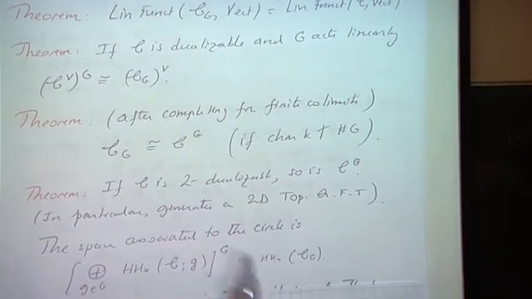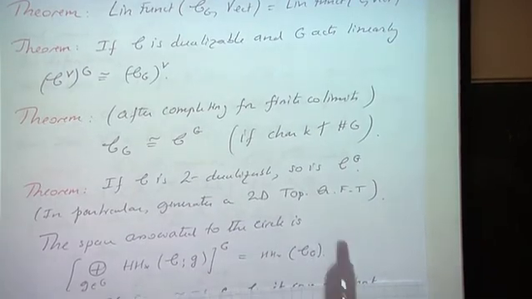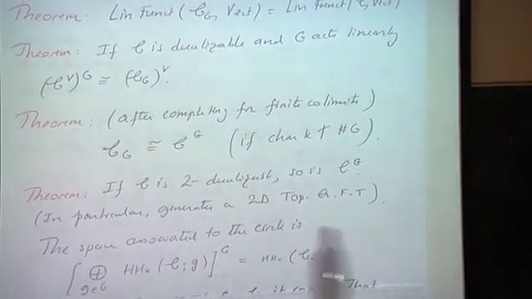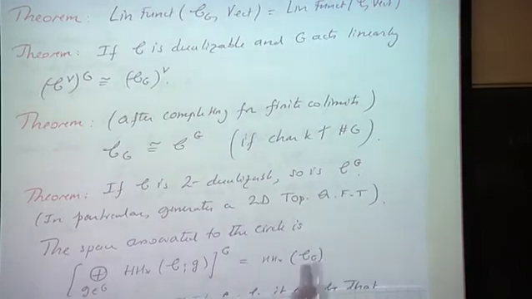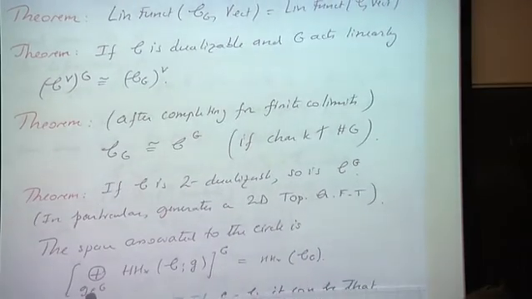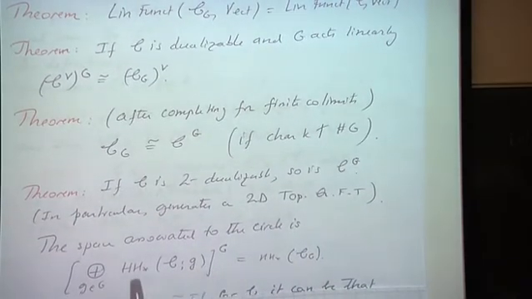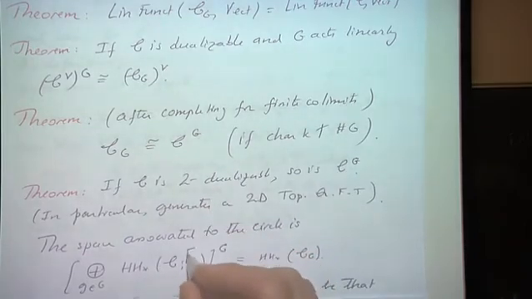And the space associated with the circle, a priori, general nonsense tells you it's a Hochschild homology of this new category, but it turns out to be a sum of twisted sectors for the Hochschild homology of a functor that was called Fg, assigned to the category, the invariant part of it.